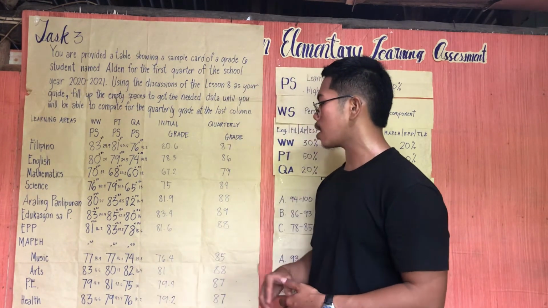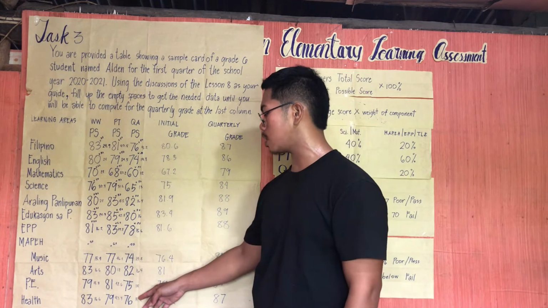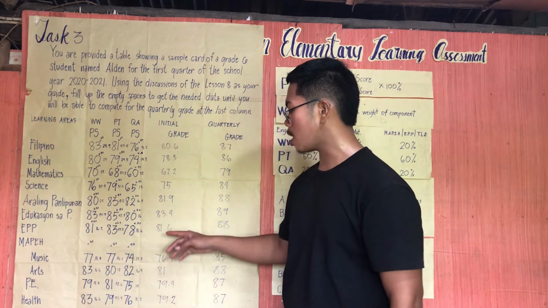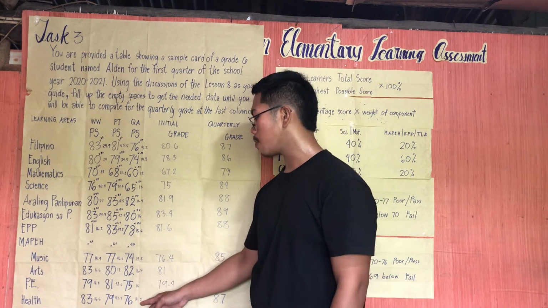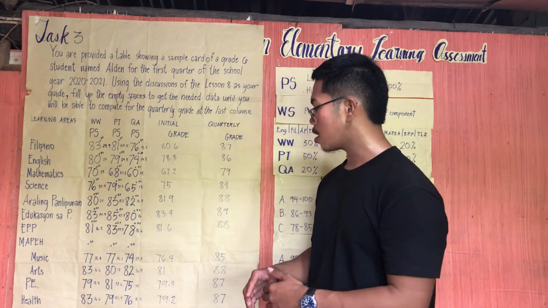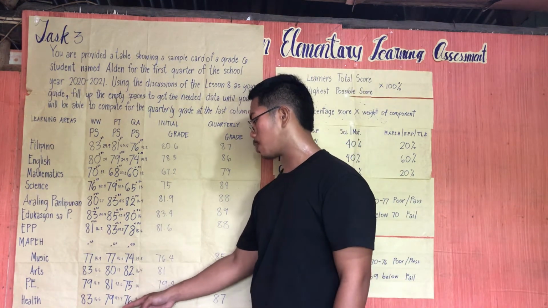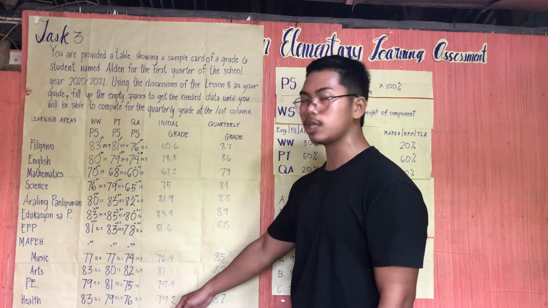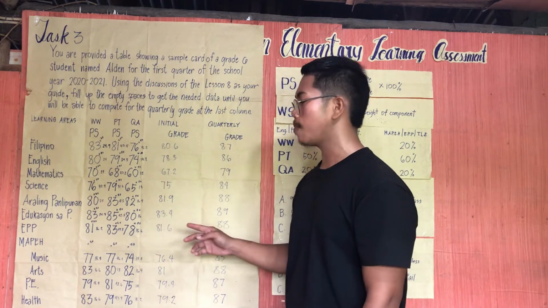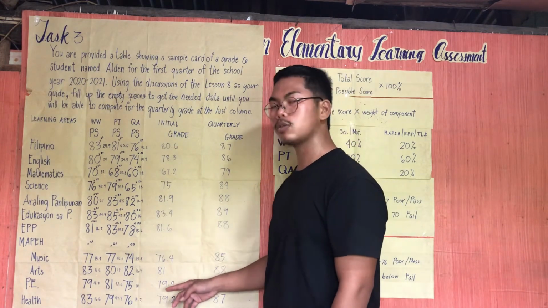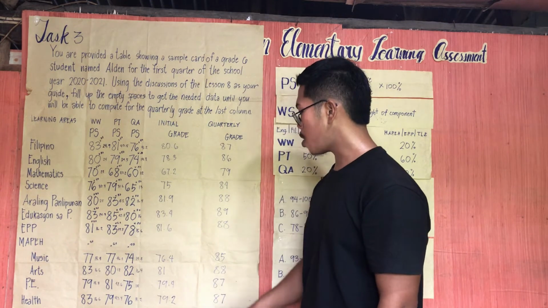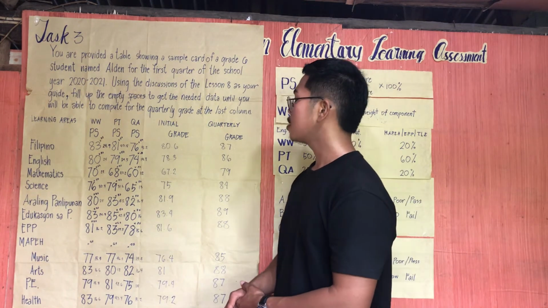And for the quarterly assessment, the given percentage score is 76, multiplied by 20 is equal to 15.2. And we add up all the weighted scores, the 16.6, 47.4, 15.2 is equal to 79.2, Alden's initial grade. And the transmutational grade of 79.2 is 87.